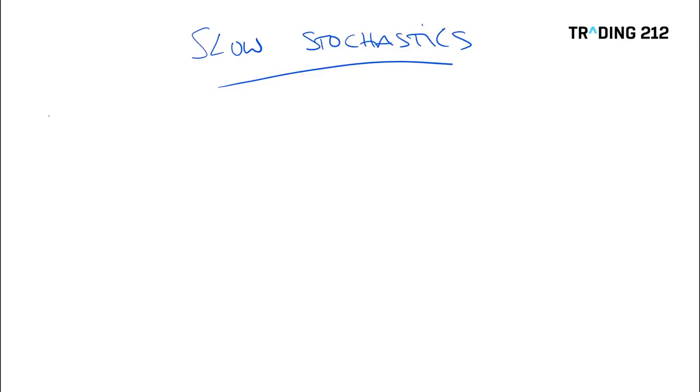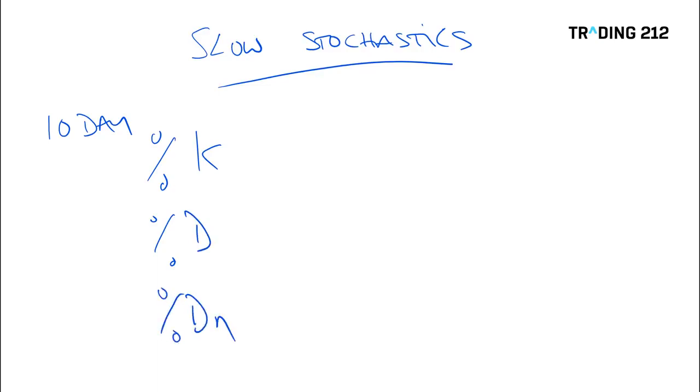So to start off, before we look at it in the real world, let's just look at the maths behind the slow stochastic and how it gets calculated. Let's start off with a 10-day stochastic. There are three things that go in: percentage K, percentage D, and percentage DN. Percentage K is the bit that does all the hard work. So this looks at the last 10 days, looks at the high and the low, looks at where the price is trading now, and expresses that as a percentage.